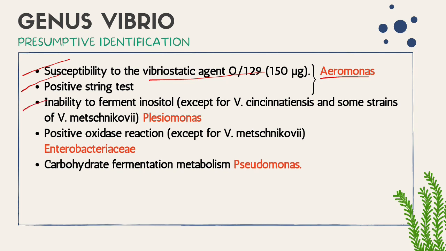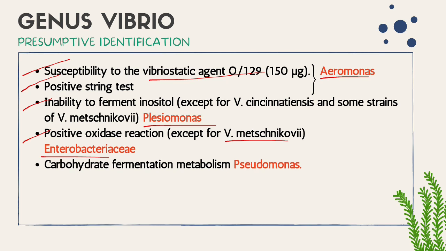Next is the inability to ferment inositol, except for Vibrio cincinnatiensis and some strains of Vibrio mechnikovii. So they cannot ferment inositol, and that differentiates them from Plesiomonas that can ferment this particular carbohydrate. Next, positive oxidase reaction. So this differentiates them from the negative oxidase reaction of Enterobacteriaceae. So may mga exemption, no? Almost exemption natin is Vibrio mechnikovii.